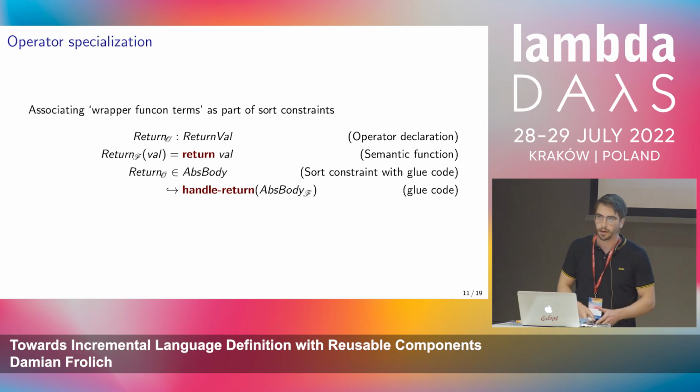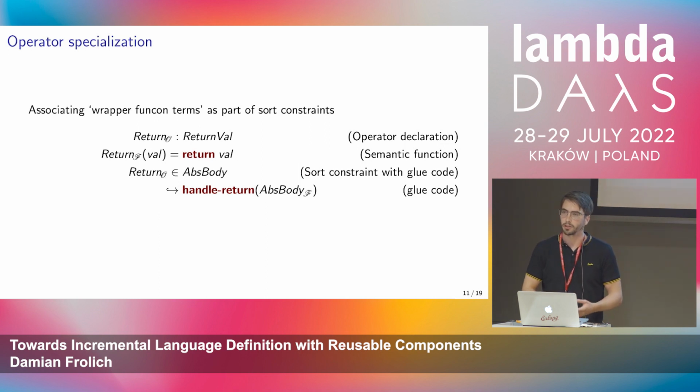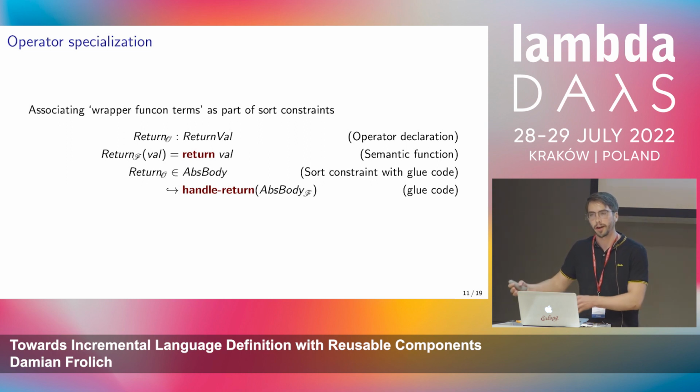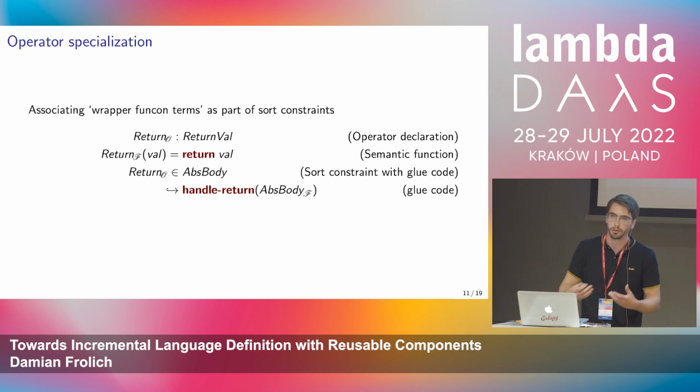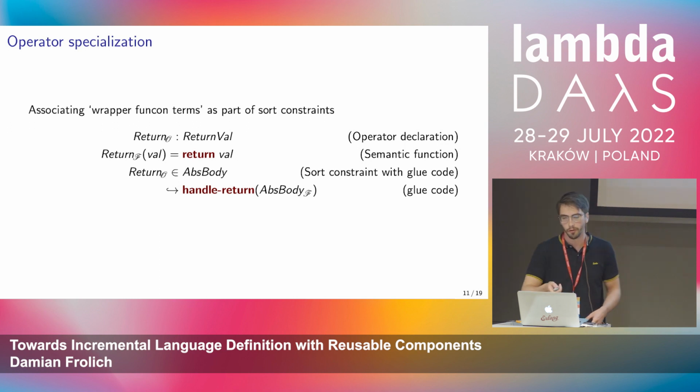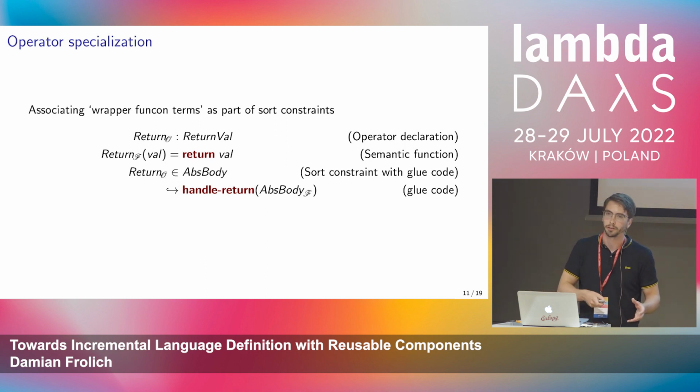And then we say, okay, I want to add return to the body of abstractions, and when return is part of the body of abstractions, I want to translate the semantics of our body in the abstraction to wrap it in a handle return. And what this does is this catches the effect of returning and then returns the value returned. So here we modify the definition of apps without actually changing the operator definition.